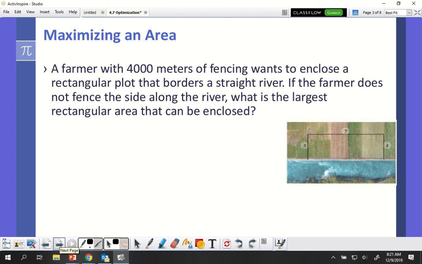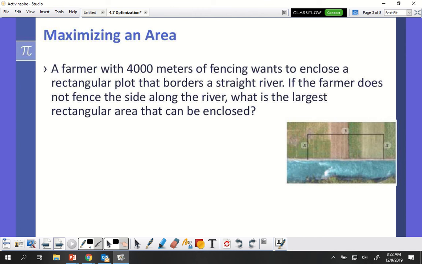Hey, look, here it was one right here. A farmer with 4,000 meters of fence wants to enclose a rectangular plot that borders a straight river. If the farmer does not fence the side along the river, what's the largest rectangular area that can be enclosed? Now, I have two different functions in this problem right here. What are the two different functions? Area and perimeter. Area and perimeter, right? Those are my two functions. I'm going to use one to substitute for the other.